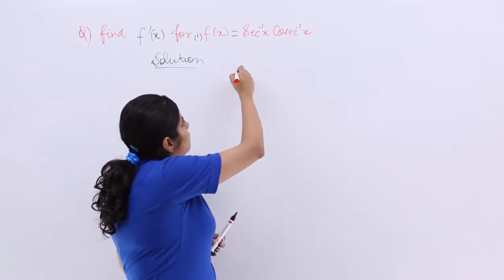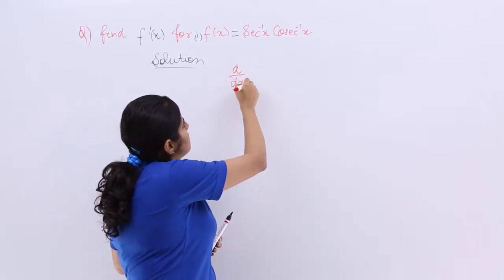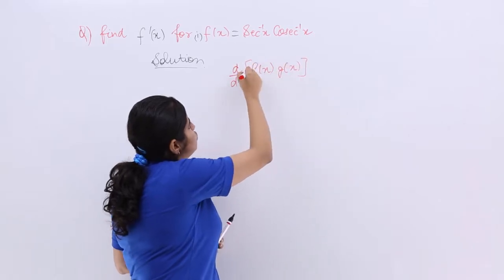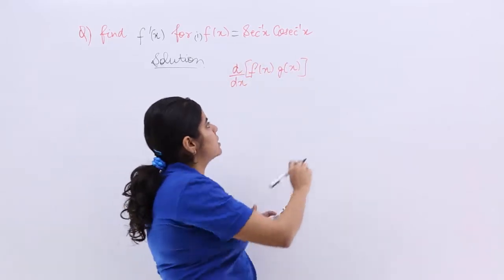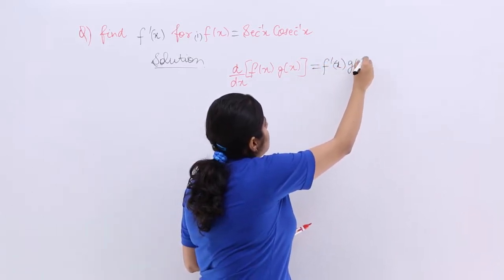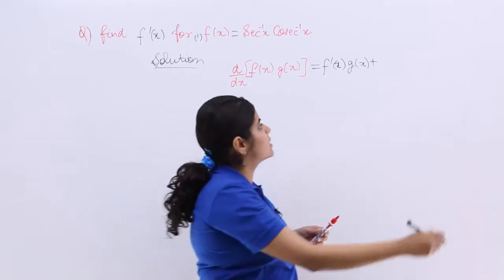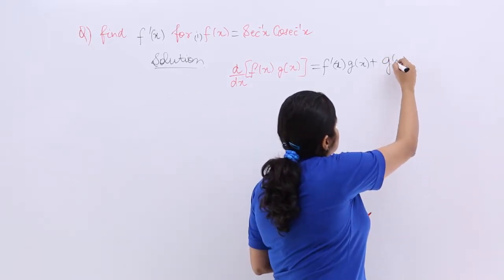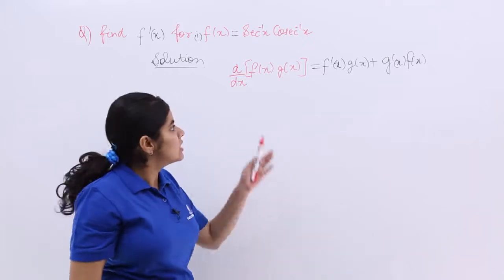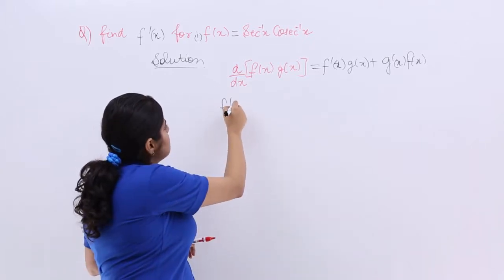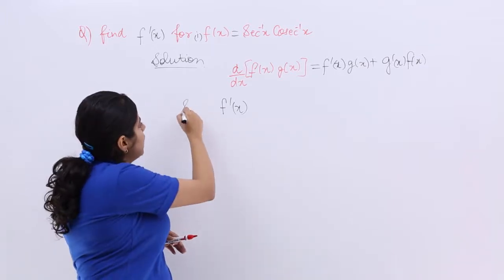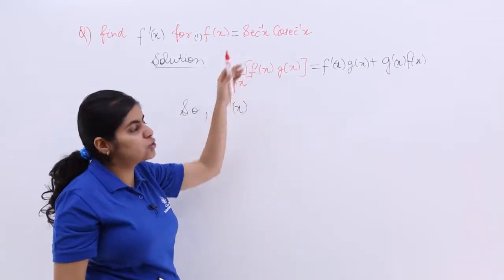You have to use the simple formula d by dx of f(x) g(x), the uv formula. We used to say that if there are two functions f(x) and g(x), the formula is: differentiate the first, leave the second as it is, plus differentiate the second, leave the first as it is. That you had been doing earlier, right? So now what is the answer to this? It is nothing but f dash x of the question. So I say f dash x is equal to what?